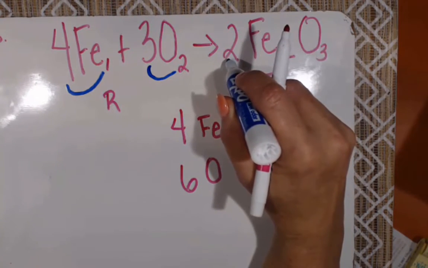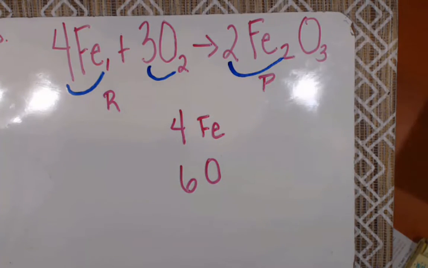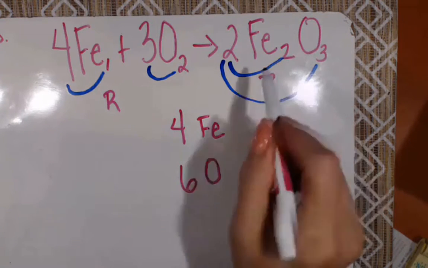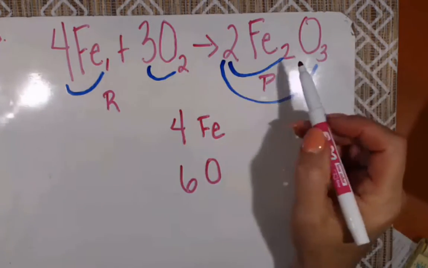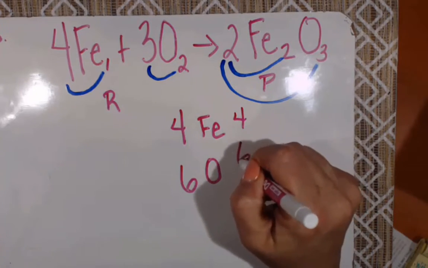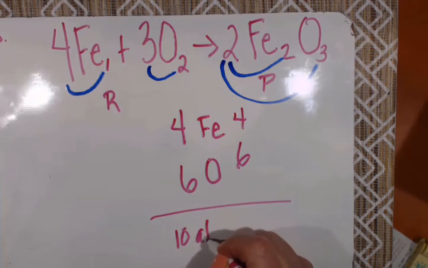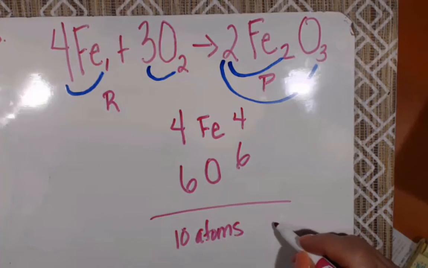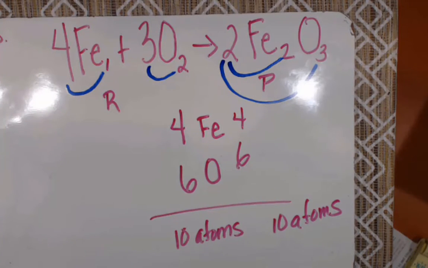Here, on our product side, we're going to take our 2 and multiply it by 2. And then we're also going to take our 2 and multiply it by 3. Basically what we have here is rust. That is actually the formula for rust, combining iron and oxygen. So 2 times 2 is 4. 2 times 3 is 6. We have 10 atoms on each side, and we have the same number of atoms of each element. So this equation does obey the law of conservation of mass.